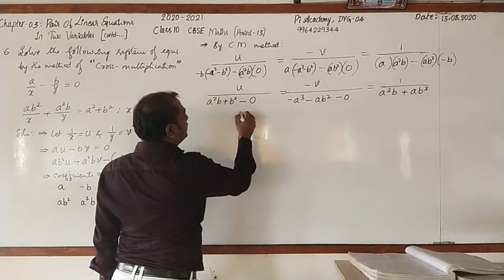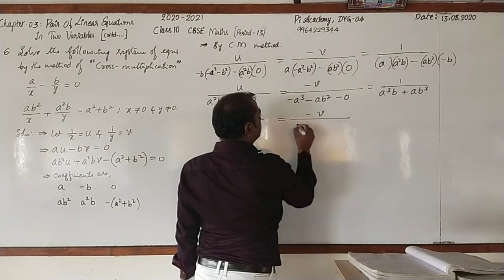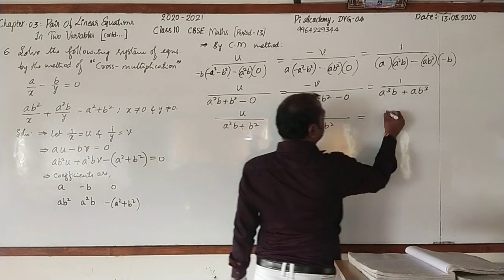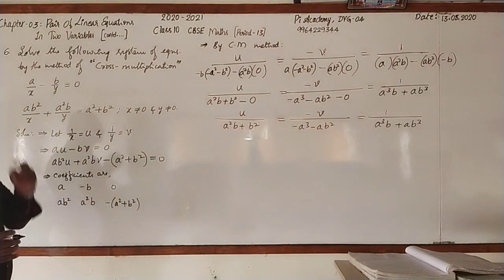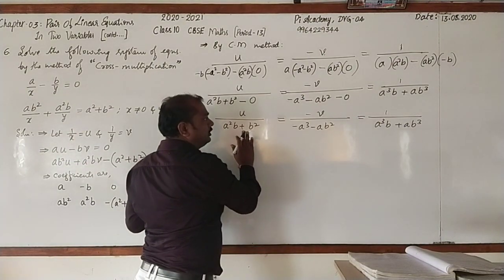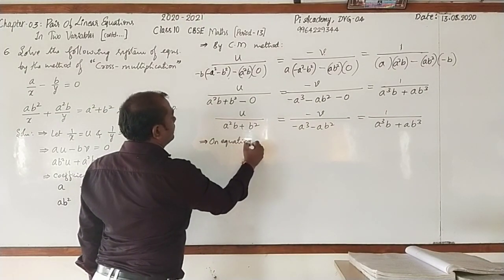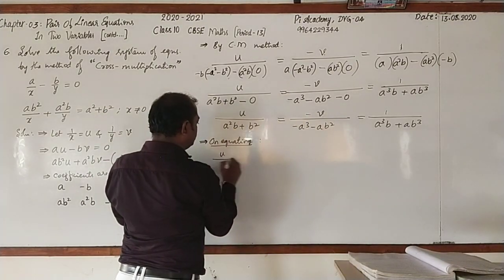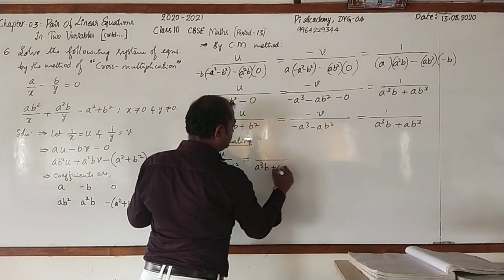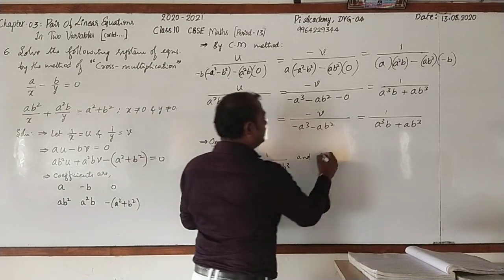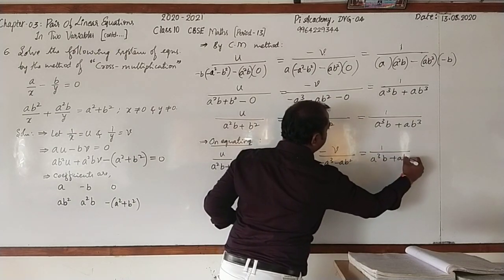Got it? Yes. This can be written as u by a square b plus b square is equal to minus v by minus a cube minus ab square, which is equal to 1 by a cube b plus ab cube. Clear? Now we have to find u and v. Hence we shall equate the u term to the constant, then the v term to the constant. On equating, first and third: u by a square b plus b square is equal to 1 by a cube b plus ab cube. And another one, the v term: minus v by minus a cube minus ab square is equal to 1 by a cube b plus ab cube.